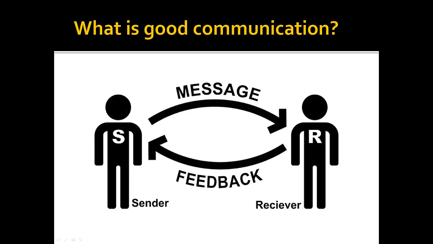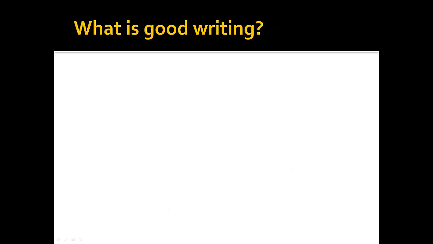Some people say it's something like this. So you have a sender, they have a message that they're trying to convey to someone, they convey that message and the receiver receives it. Now in casual conversation, they would give feedback to the sender. In writing, it tends to be a little slower and a lot less direct, but nevertheless, you still have that same model. So that's one way of looking at it.